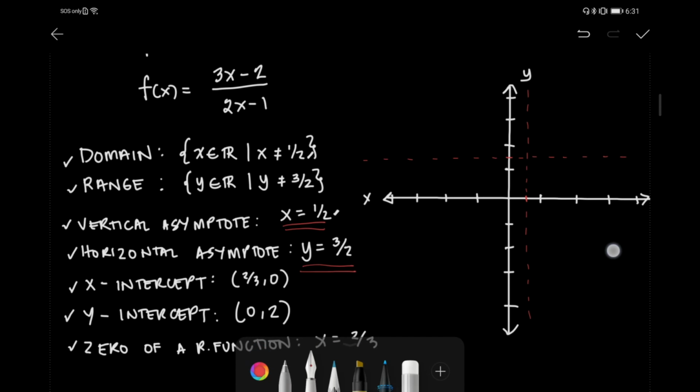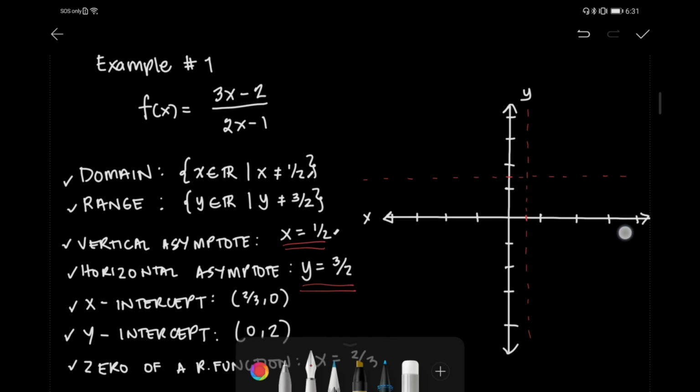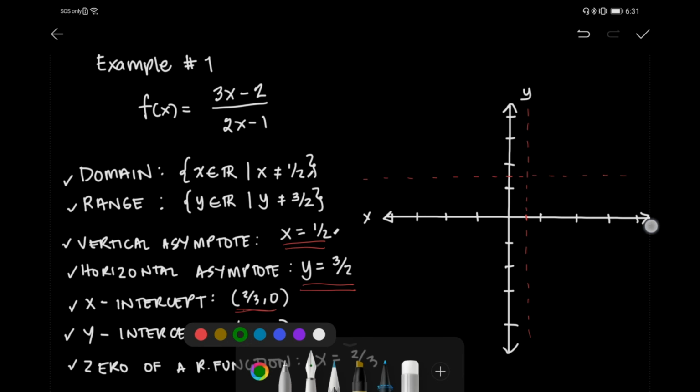Ang x-intercept naman tsaka y-intercept, pag sinabi nating x-intercept, saang part doon ng ating vertical line tsaka horizontal line mag-i-intersect yung ating graph. Sa x-intercept, mag-i-intersect daw dapat yung graph natin doon sa (2/3, 0). Okay, so saan yung (2/3, 0)? Ang (2/3, 0) is located siya at this point. So, lagyan natin at this point. So, approximately nandito yung point natin. So, dapat yung graph natin ay dadaan siya sa point na ito.